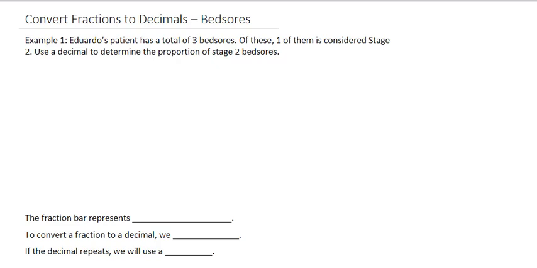So for this problem, we're going to need to first find the fraction of bed sores that are stage 2. Then we're going to look at that fraction bar as it represents actually division. And then to convert a fraction to a decimal, we divide. And if a decimal repeats, we will use a bar to represent this. So let's go back to this problem.